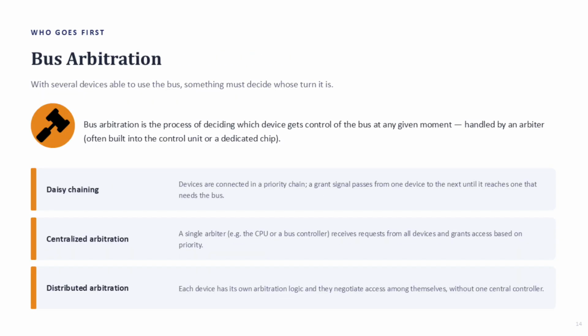Now we have reached one of the most important coordination mechanisms in computer architecture, bus arbitration. Let's begin with a real life situation. Imagine four students arrive at the classroom door at exactly the same time.